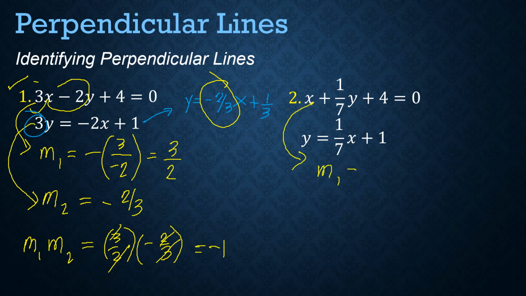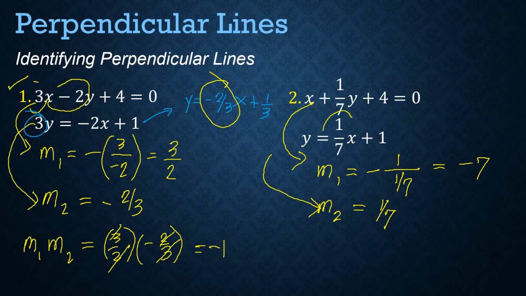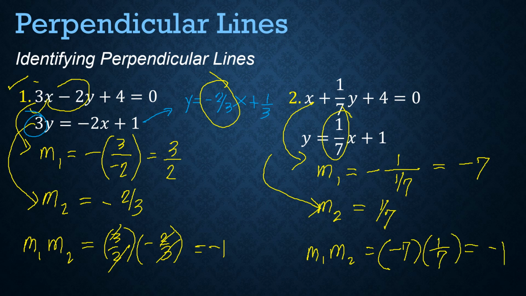Here, for the slope of the first line, a is equal to 1 and b is 1 over 7, and that will give us negative 7. What about m sub 2? M sub 2 is 1 over 7. Using the slope-intercept form, we get the product of m sub 1 and m sub 2, negative 7 times 1 over 7, which is negative 1. Therefore, these two lines are perpendicular.